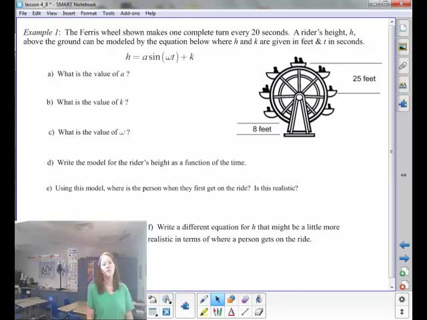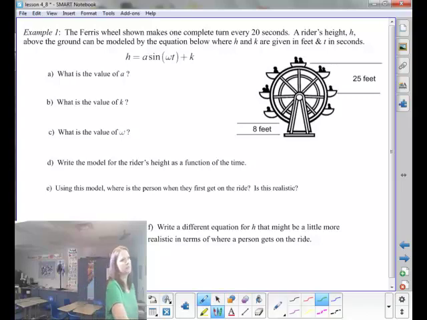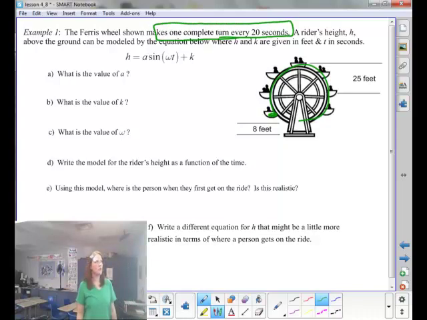First example. We've got a Ferris wheel, and the Ferris wheel makes one complete turn every 20 seconds. We've got a rider's height above the ground. So here I am, I get on my Ferris wheel, and I start riding around it. It's going to complete one turn every 20 seconds. With these types of functions, what you want to watch for is how long for one cycle. However long for one cycle is going to tell you your period.